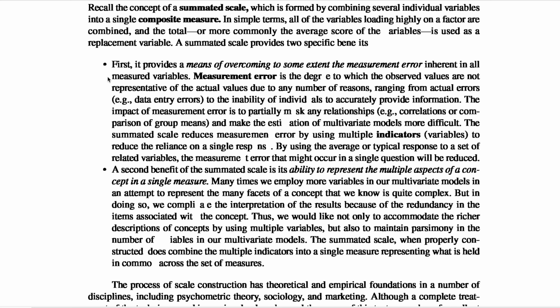The impact of measurement error is to partially mask any relationship, for example correlation or comparison of group means, and make the estimation of multivariate models more difficult. The summated scale reduces measurement error by using multiple indicators to reduce the reliance on a single response. By using the average or typical response to a set of related variables, the measurement error that might occur in a single question will be reduced.